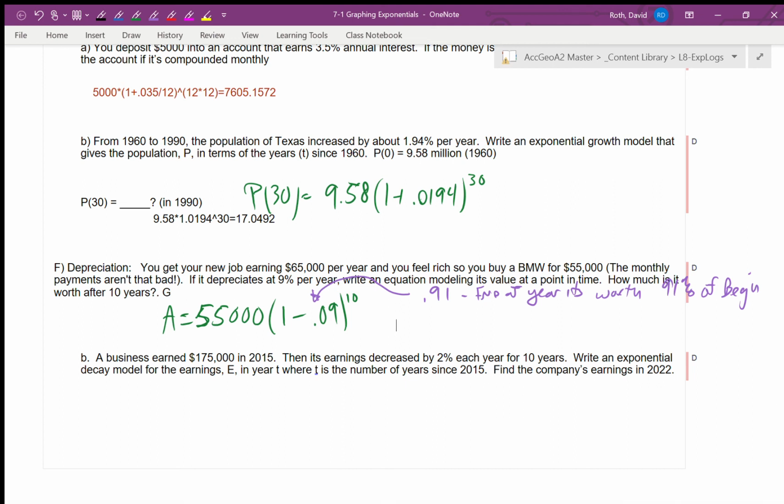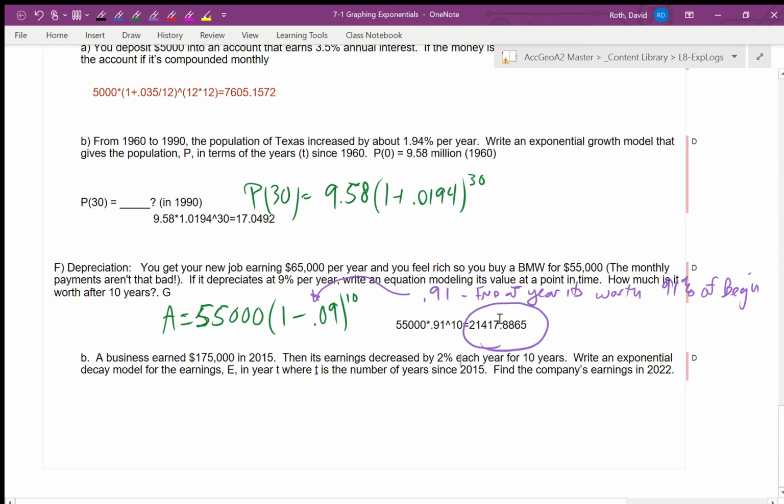So if I type this in, 55,000 times, I'll just do the 0.91, keep it simple. I don't need parentheses then. 0.91 raised to the, what, 10 years? 21,000. And that actually might be high for a 10-year-old car, so maybe depreciation is more like 12% a year. And you can see I lost most of my value in the car over those 10 years.